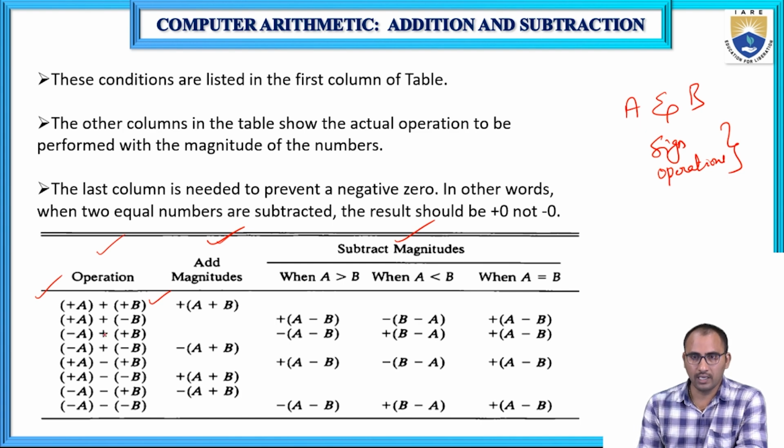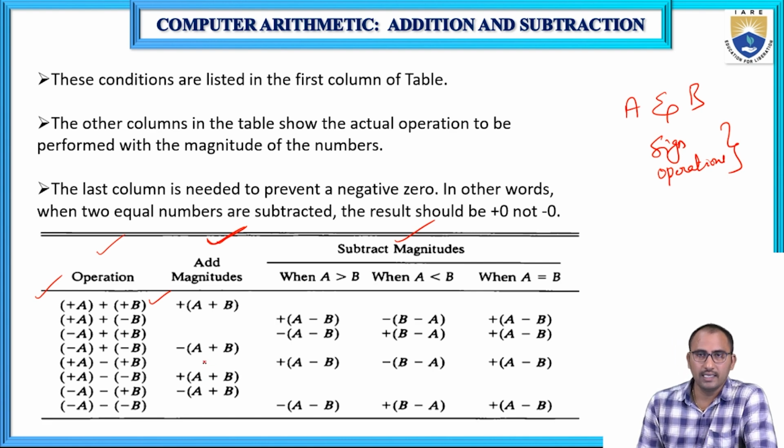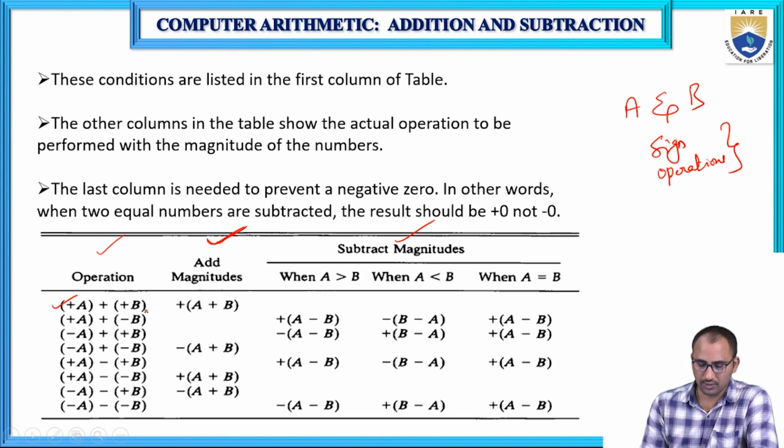So here, in addition, we use the registers with the same sign. What are the registers with the same sign? See here, this is the first one, plus A plus B. Because if you see the sign of the register, both are positive. So that is the first case.